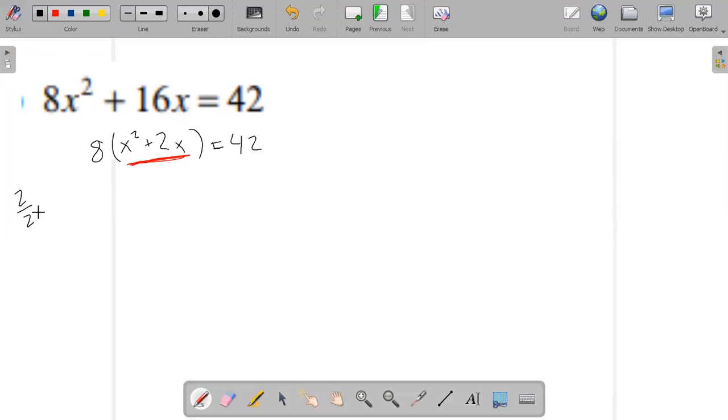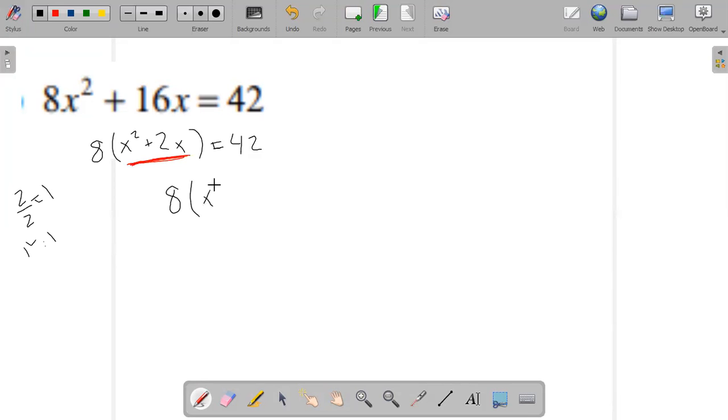So I would still go through and do the same exact thing as I did on the inside. So 2 over 2 equals 1. And then I'm going to do 1 squared equals 1. So I'm going to add 1 to both sides of the equation the same exact way that I did the last time. But you have to think about something really, really important.